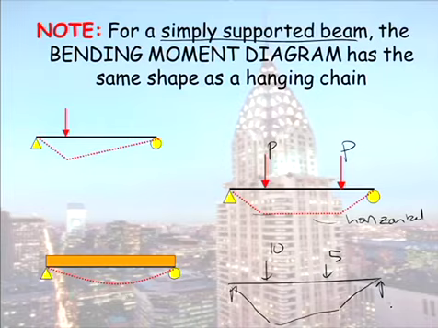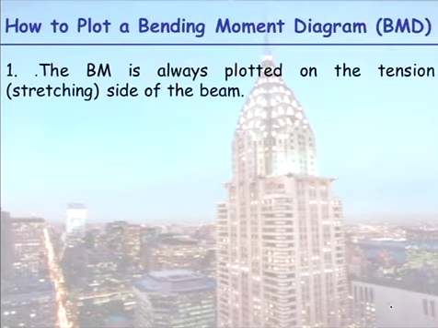Okay, so easy peasy. Simply supported beam, easy bending moment diagrams. Just think of a piece of string. Okay, how do we draw a bending moment diagram? We always plot it on the tension or the stretching side of the beam. When I push down with my chin and look like an idiot, the bottom of this piece of moulding is stretching. The top is squashing. So that's telling me my bending moment diagram will be drawn on the bottom.